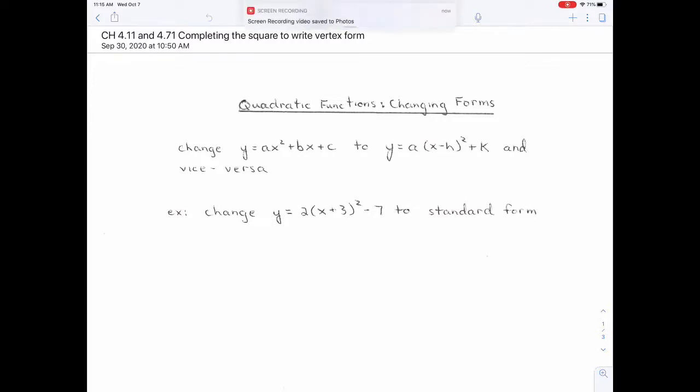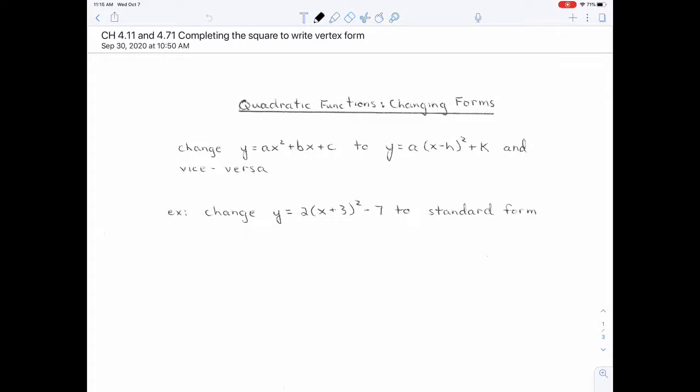Well, I'm going to talk about how to change between them, and it's like I said for a line. You can have standard form, slope-intercept form, or point-slope form, and you should know how to change from one to the other. Same thing here. There are two forms. You should know how to change from one to the other. I'm not solving an equation. I'm just changing forms.